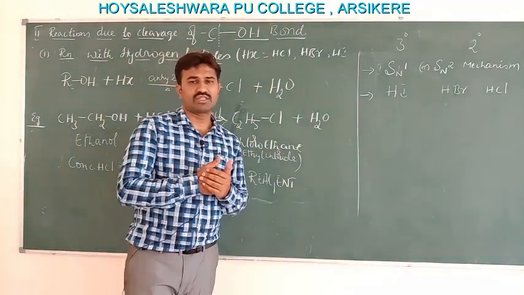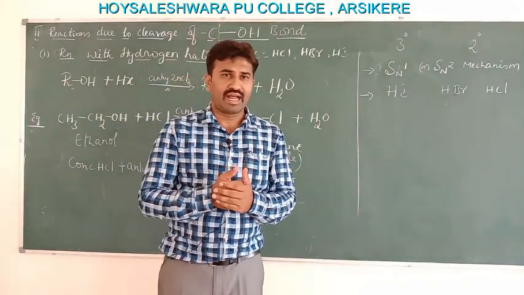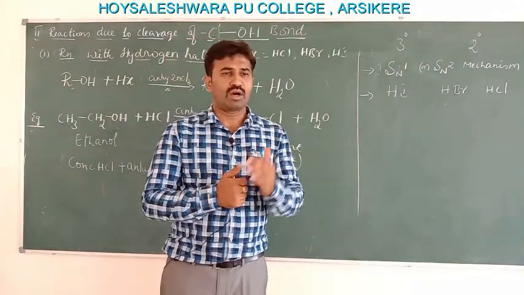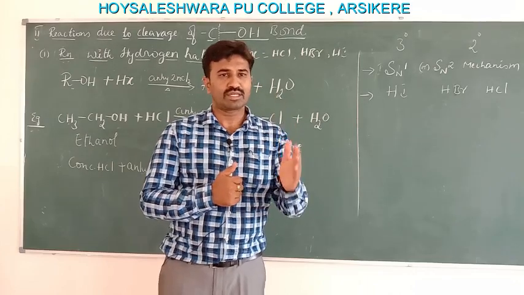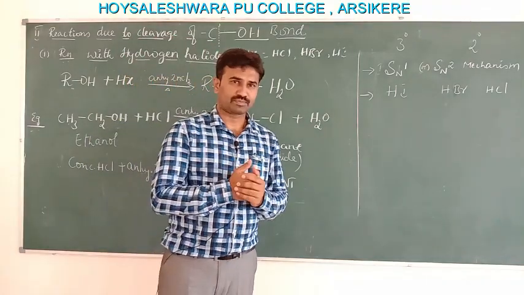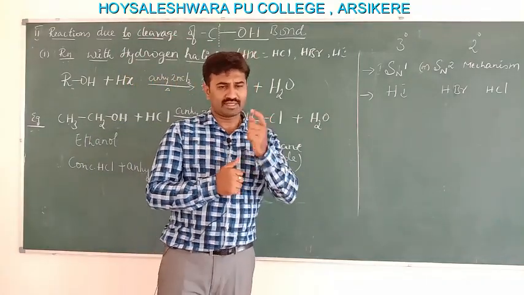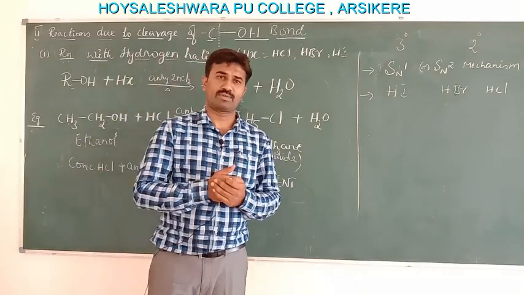Then the last reaction is reaction with Grignard reagent. Alcohol is an active hydrogen containing compound. All active hydrogen containing compounds react with Grignard reagent to form alkanes. And we discussed more on the acidic nature of alcohols.